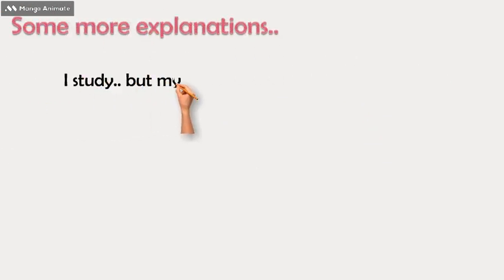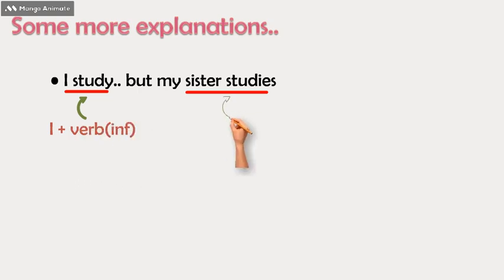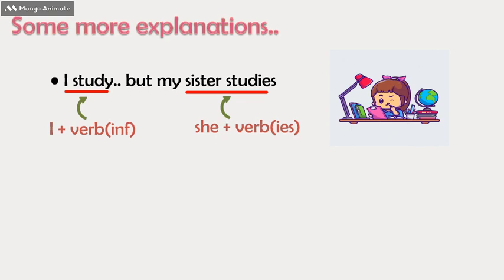The next one is I study but my sister studies. Here we are saying I study. For the pronoun I, we have to use the verb infinitive form. And we can say she for the sister. So we have to use the verb plural form with the pronoun she. So we have to say my sister studies.